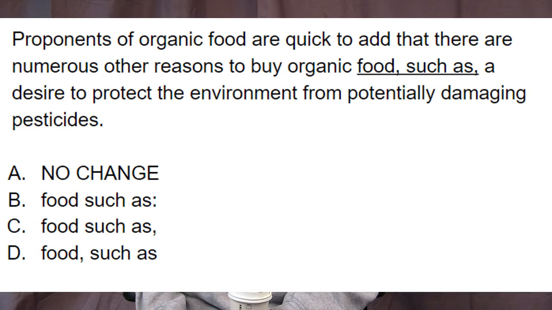Proponents of organic food are quick to add that there are numerous other reasons to buy organic food, such as, comma, and then a desire to protect the environment. That's the place where I thought it sounded a little bit awkward. So let me check D. D would be saying there are numerous other reasons to buy organic food, such as a desire to protect the environment from potentially damaging pesticides. So D's correct because I have a complete thought, a comma, and then a phrase that talks more about that complete thought.